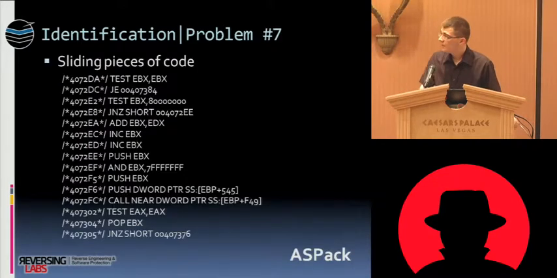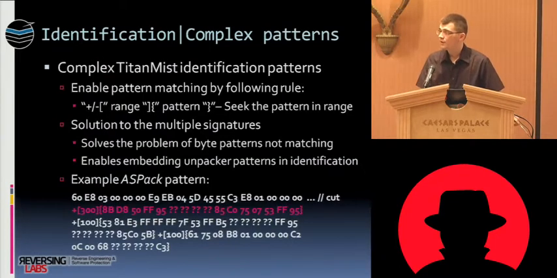Now the last problem we saw is the problem of sliding pieces of code. This is code which can be located anywhere inside the file, and this is ASPack, and that particular piece of code does import reconstruction, so there's a call to GetProcAddress somewhere in there. So what we said, okay, there are different versions of ASPack, and this is never at a static location. So if we have a static signature which is long enough to identify ASPack, why not have another signature inside it which validates that our unpacker will actually work?